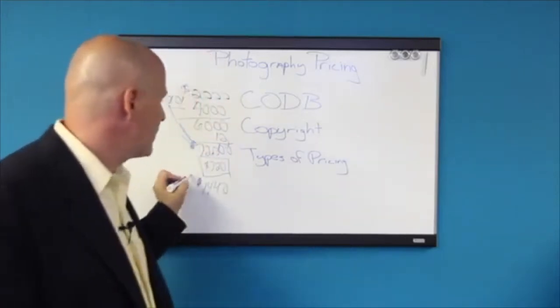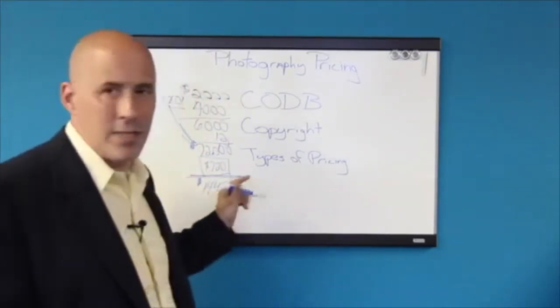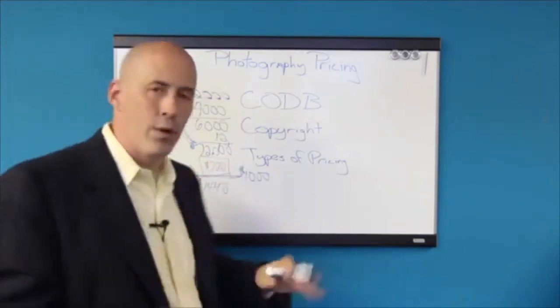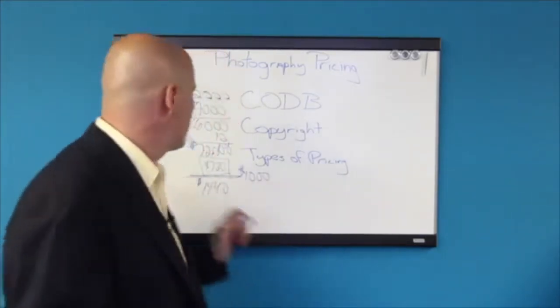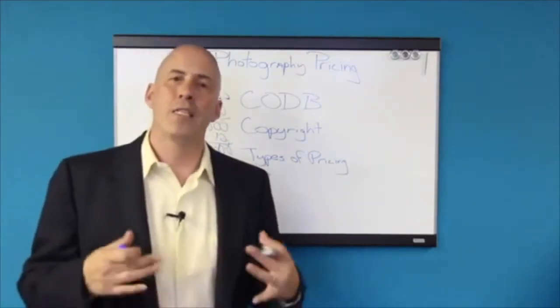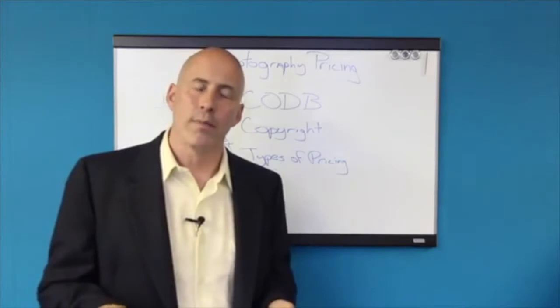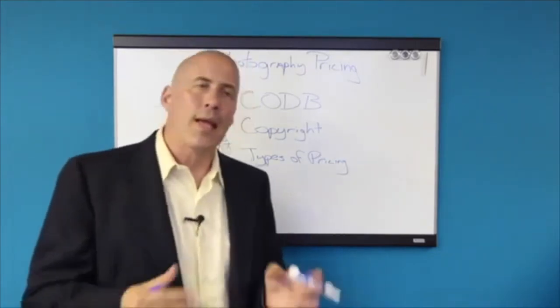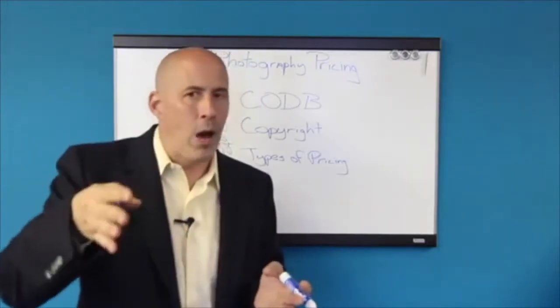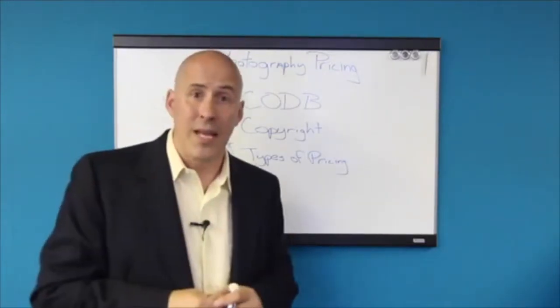But for our example, let's split the difference here and just call it $1,000. $1,000 per day is what we need to make. And so now we know, a photographer generally bases their day off of 10 hours. That's the traditional number. It's usually an hour of setup, 8 hours of work, and an hour of breakdown, which makes the 10 hours.